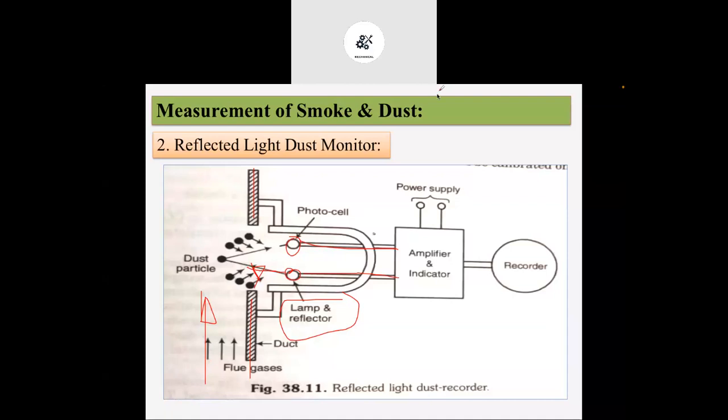In the next lecture, we are going to see the pollution control devices, or the pollution control instruments. So we will stop here. If anybody has any doubt, you can ask now.